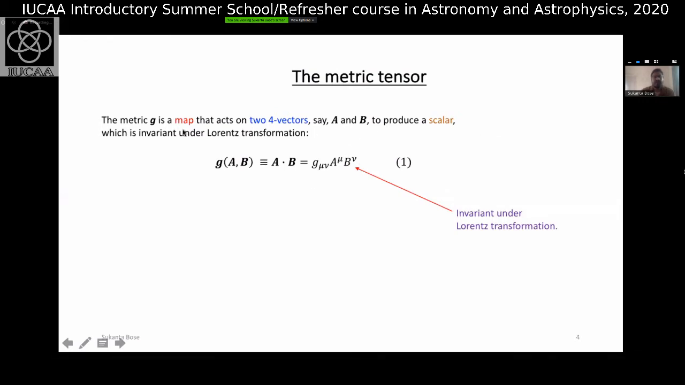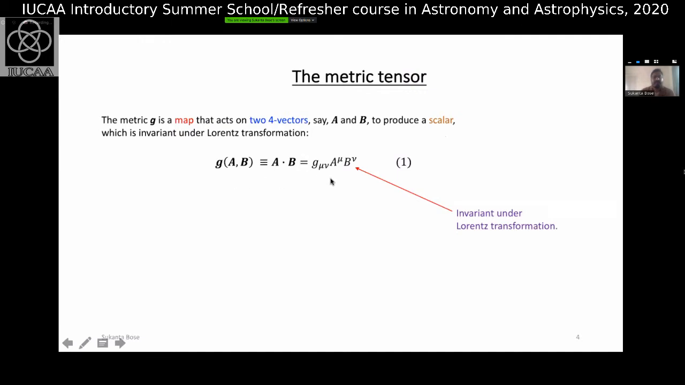So now, what this metric does is it acts on these 2 vectors to produce a scalar. By definition, a scalar is a quantity which does not change under coordinate transformation. Okay, a scalar is not necessarily a constant. A scalar can change from one point in space-time to another point in space-time, but its value will remain the same at that point, regardless of the coordinate system or the frame in which you measure it. That is the definition of a scalar.